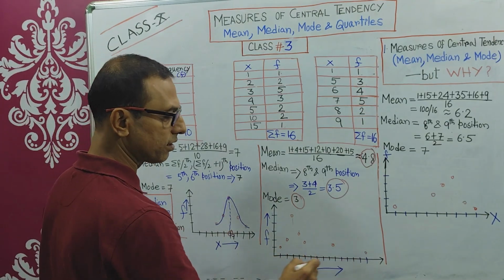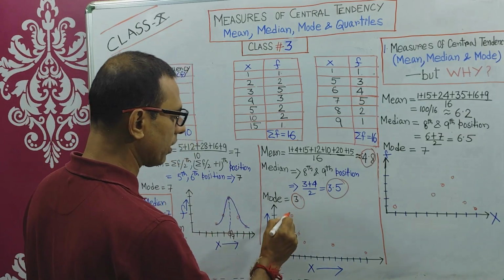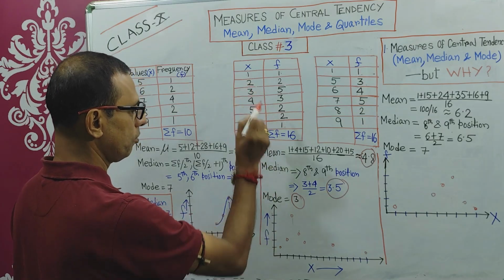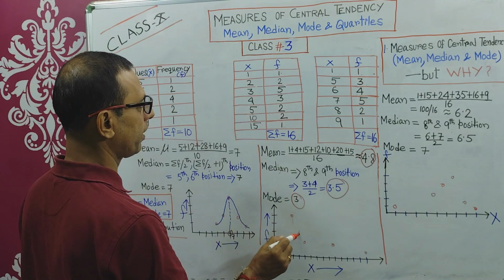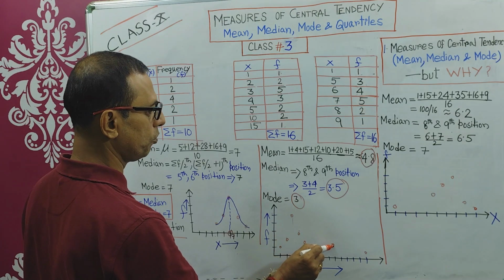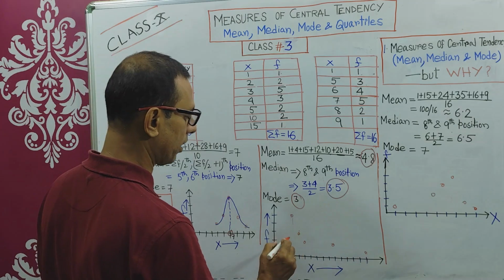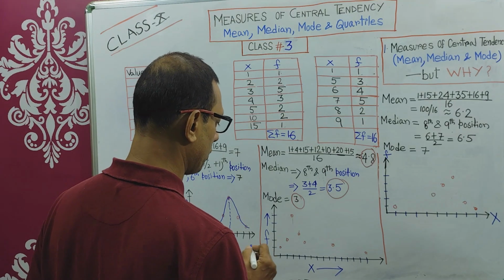Along the x-axis the observation values, along the y-axis the frequency. So now all these points, right? It is 1, 1; 2, 2; this one is 3, 5; this one is 4, 3; this one is 5, 2; this one is 10, 2; this one is observation value 15, and the frequency is 1. Now if you join all these points, how will the graph look?